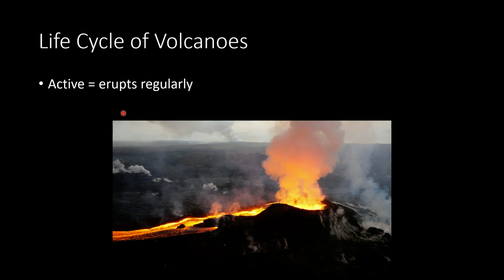Okay, last couple of things here. The life cycle of volcanoes. So a volcano that erupts regularly is called an active volcano. Kilauea in Hawaii is an active volcano. This volcano in Iceland is an active volcano. It's just been burping out lava for quite a few years.